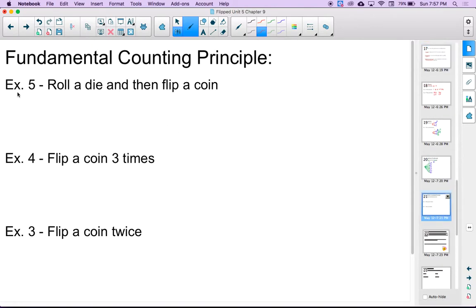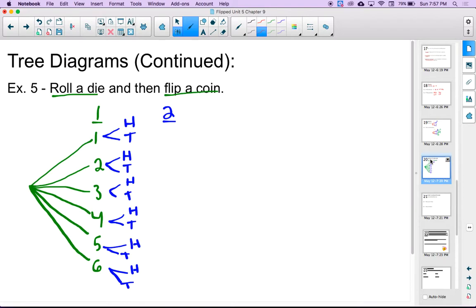Fundamental counting principle. We're going to go back to example 5. That's one we just looked at. We roll a die and then flip a coin. So here's our tree diagram, just a reminder of what that looked like. We had 12 outcomes: 1H, 1T, 2H, 2T, 3H, 3T, 4H, 4T, 5H, 5T, 6H, 6T. That ended up being 12 total outcomes if we had written that out in list form in our sample space.